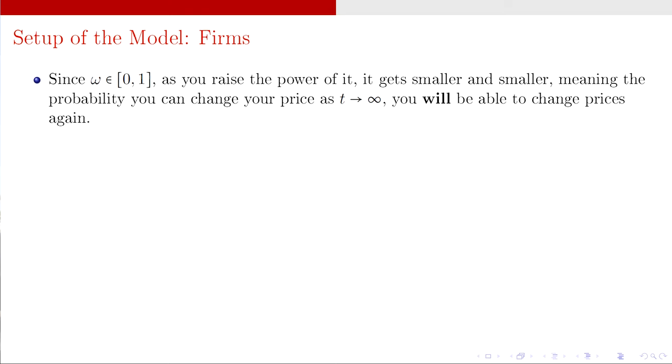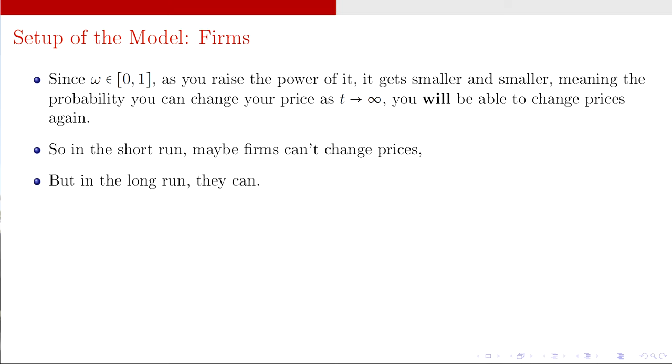So ultimately, what's going to happen is as you raise the power of this guy and it gets smaller and smaller, the probability that you can change your prices, as t goes to infinity, or as the time horizon that you're looking out approaches infinity, you eventually will be able to change your prices. Might be a while, but in the long run, you will be able to change your prices. So in the short run, firms can't do much, but in the long run, they definitely can. So in the long run, prices are fully flexible.